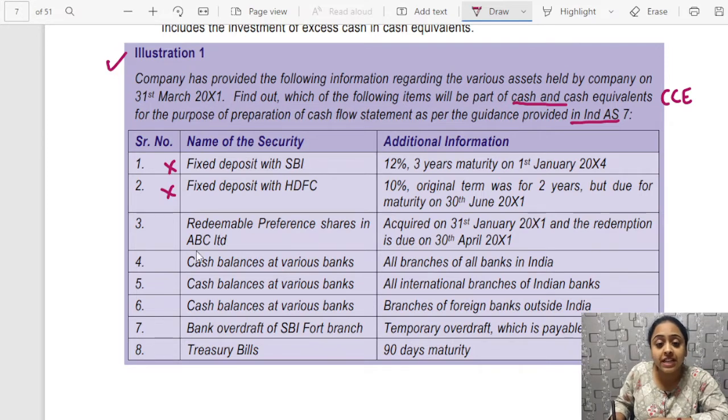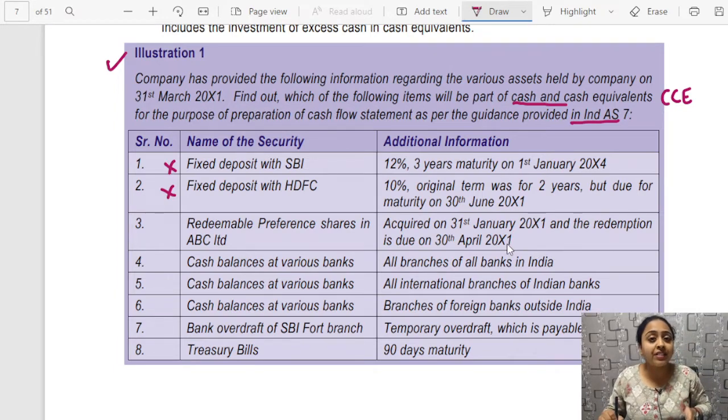Redeemable preference shares in ABC Limited. Acquired on 31st January 2001 and the redemption is due on 30th April 2001. If we talk about from 31st March, at the time when you are preparing cash flow statement, you have to check that the maturity period should be less than or equal to 90 days. See here, it is only 30 days from the year end, so it will be treated as CCE, part of cash and cash equivalent.